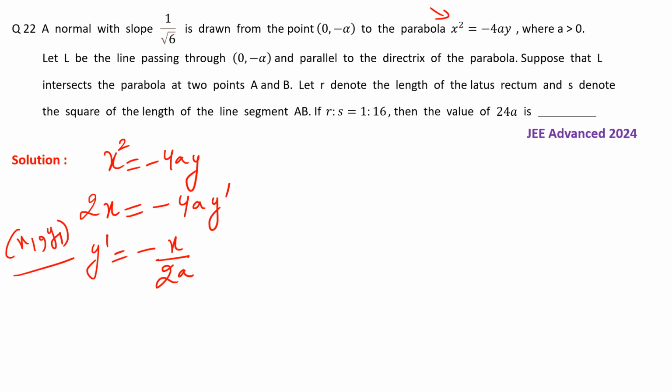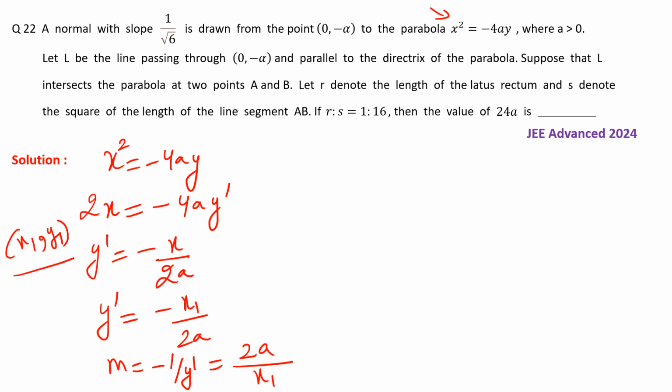Fine. So the slope of the tangent at this particular point, which is y', that will become equal to -x1 upon 2a. And we know that normal and tangent at a particular point, they are always perpendicular to each other. So that means the slope of the normal, if I call that slope of the normal equal to m, that will be nothing but negative reciprocal of y', because y' is the slope of the tangent and m is the slope of the normal. So that will be equal to 2a upon x1.